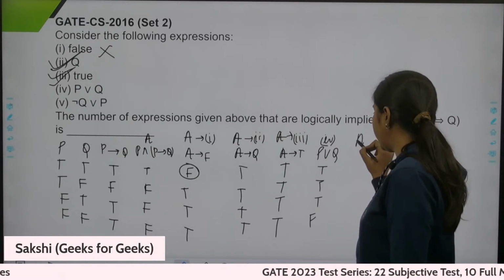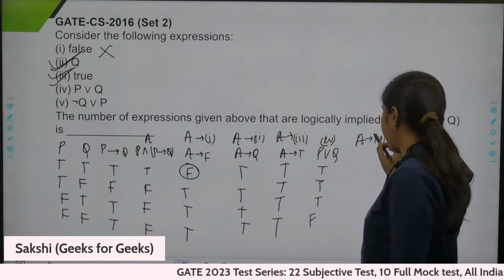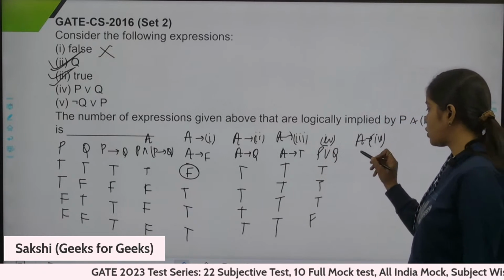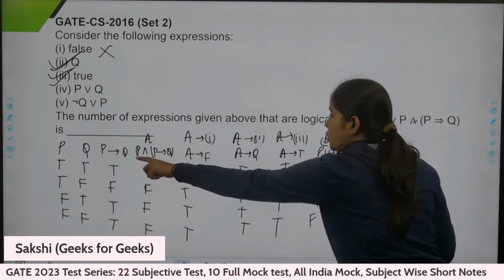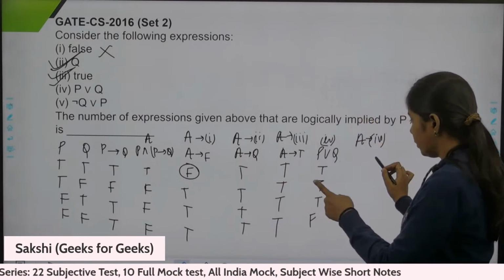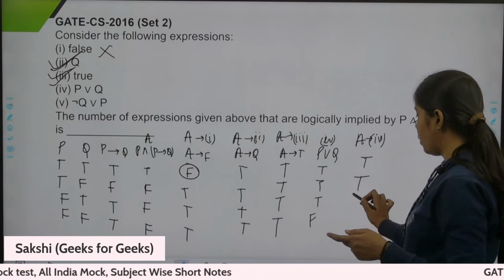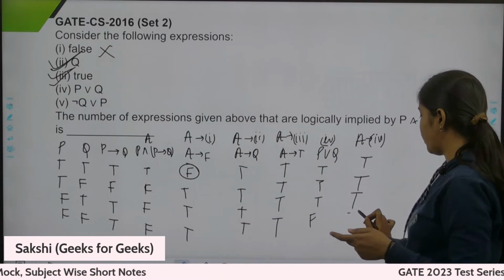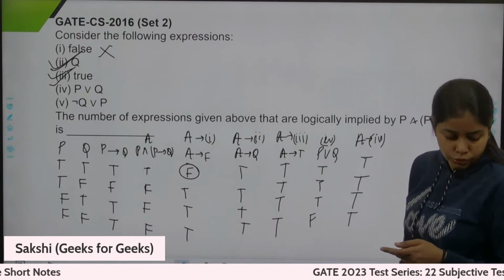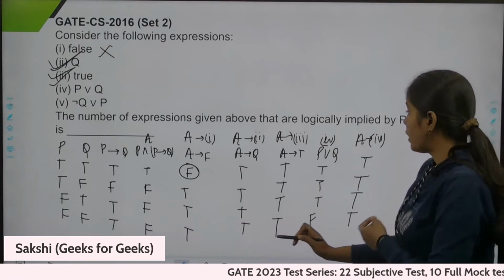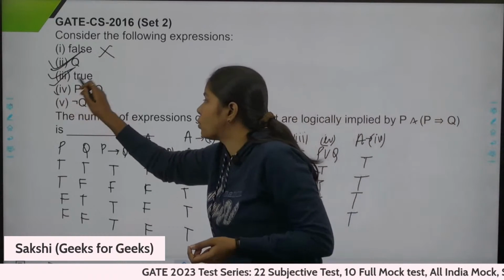Now, A implication fourth, right? So what will be A implication fourth? This is A and this is fourth. True implication true, true. False implication true, true. False implication true, true. False implication false, true. Sorry. So I'll get true in every case. So this is also logically implied.